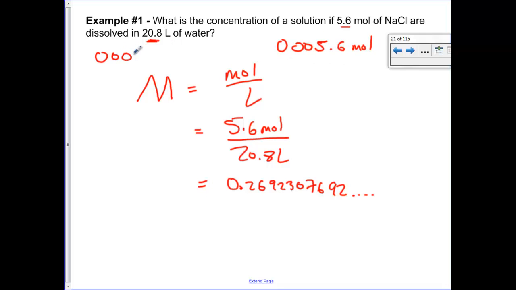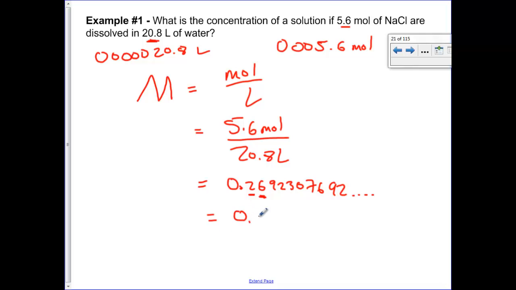You could write this as 0.000000208 liters. You can always have zeros in front of a number, so those don't matter. So you're going to count this 2. That's your first digit. You're going to count this 6. But then since this digit here is a 9, 9 means you're going to round up.